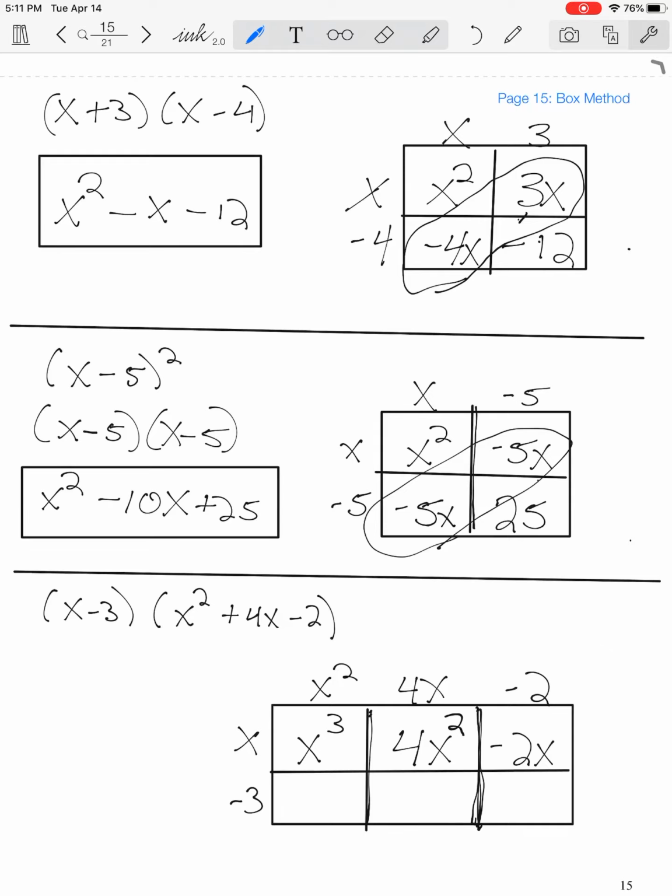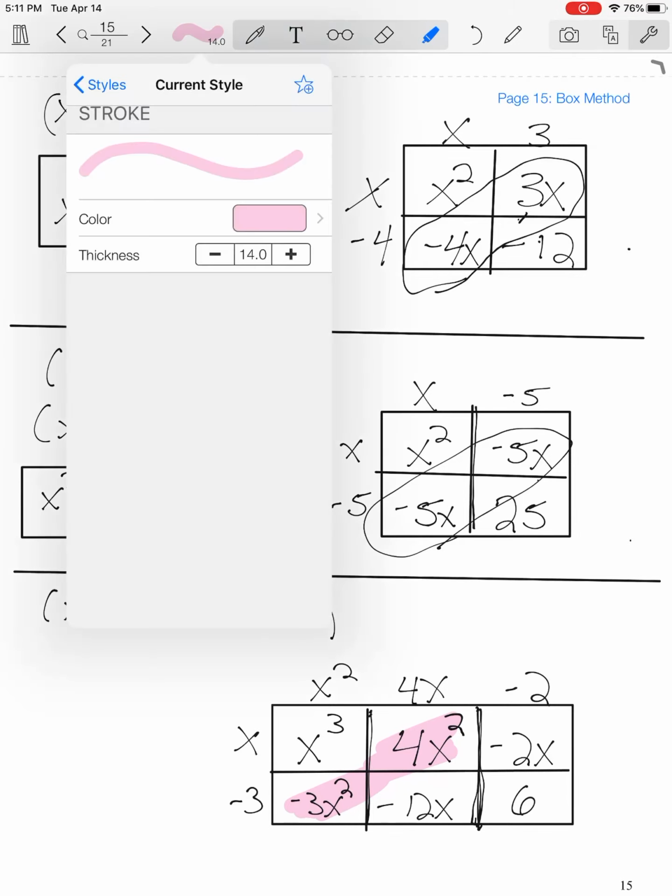Now I'll do my bottom row. Negative 3 times x squared is negative 3x squared. Negative 3 times 4x is negative 12x. And I have negative 3 times negative 2 is a positive 6. Now this might get messy, so what I'll do is I'll highlight my like terms. Here is a like term.